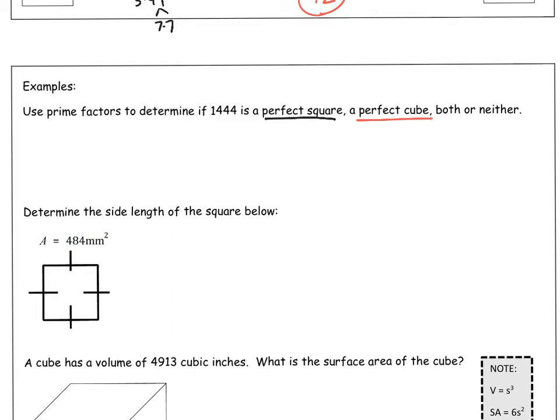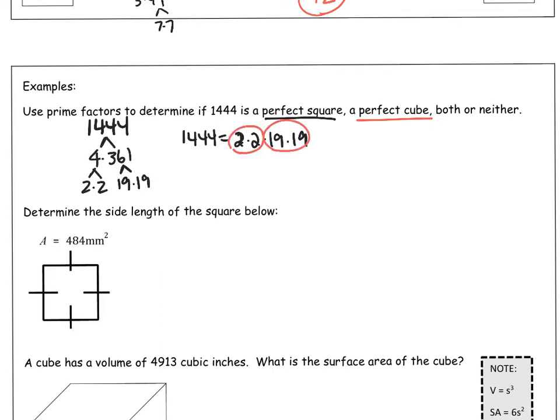So start with the product of prime factors, so 1444. We're going to break that up into 4 and 361. This is 2 and 2, and I fought for a long, long while to find 361, but it breaks to 19 and 19. Okay, so the number 1444 in its prime factors is 2 times 2 times 19 times 19. So because I can group them in twos, it is a perfect square. Okay, I can't group them in threes, so it's not a perfect cube. So it is only a perfect square.